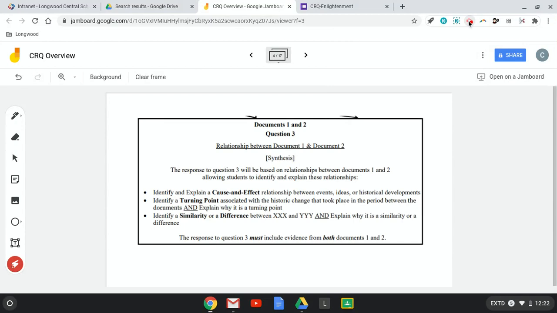Now, the third question in the document set is always going to ask you to do something with the first two documents, right? So you're going to use the two documents to respond to a prompt. And these also are going to be set, meaning there's only a few options they're going to ask you about. But you will always have to use both documents in your response, okay? Now, as it says here, the three types of questions that they could ask you are going to be cause effect, turning point, and similarity or difference. And we're going to take a look at that right now.